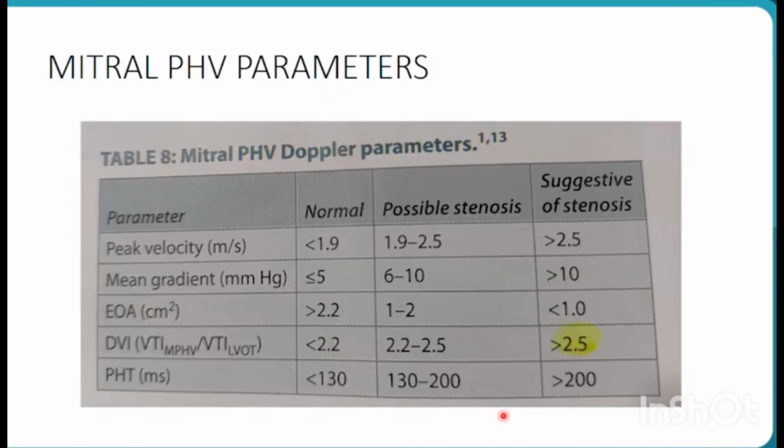So the table was for the aortic valve; similar is the table for the mitral valve, that is what is suggestive of stenosis. Here one added parameter is PHT, which is more than 200 milliseconds, and here the DVI is calculated using the VTI of the mitral prosthetic heart valve divided by the VTI of the LVOT. So the ratio is not less than 0.25, it is more than 2.5, which is suggestive of stenosis.